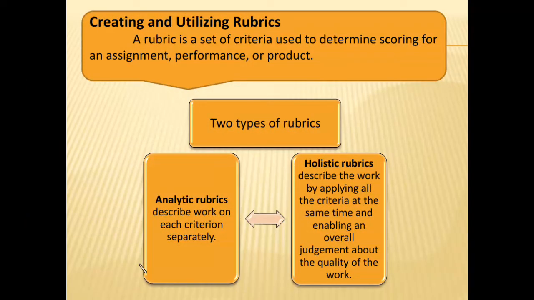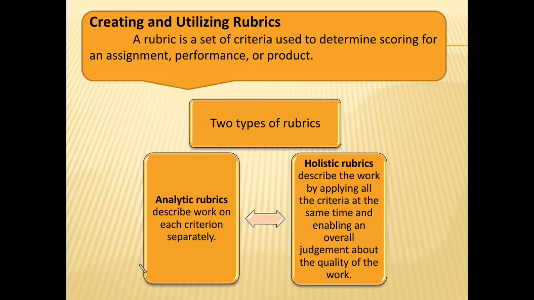Creating and utilizing rubrics. A rubric is a set of criteria used to determine scoring for an assignment, performance, or product. There are two types of rubrics as methods for evaluating students' effort: analytic rubrics and holistic rubrics. When we say analytic rubrics, they describe work on each criterion separately. It utilizes separate ranges of specific characteristics, products, or behaviors, and it is based on a written table form.